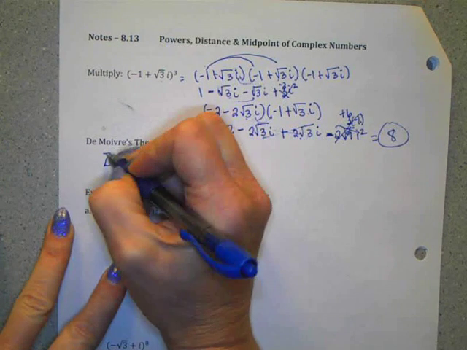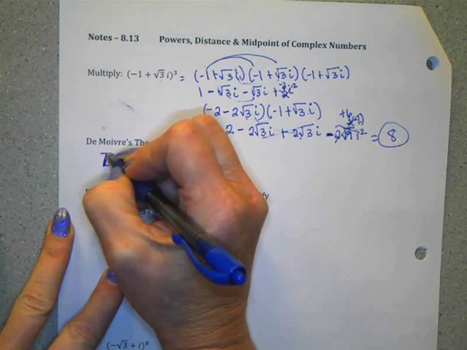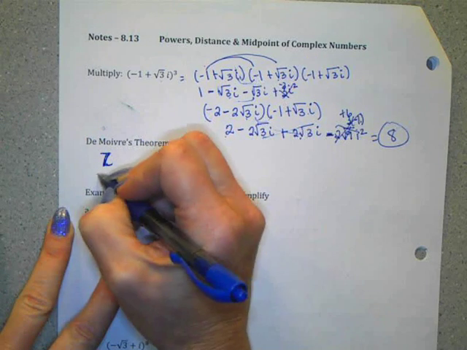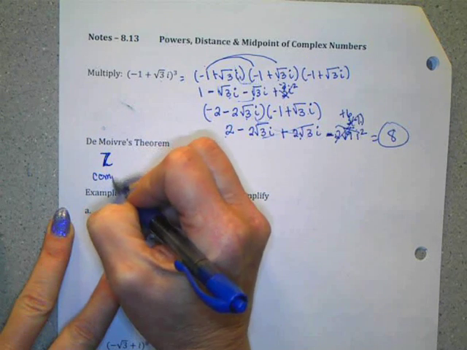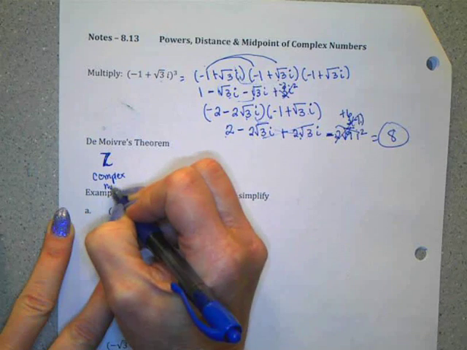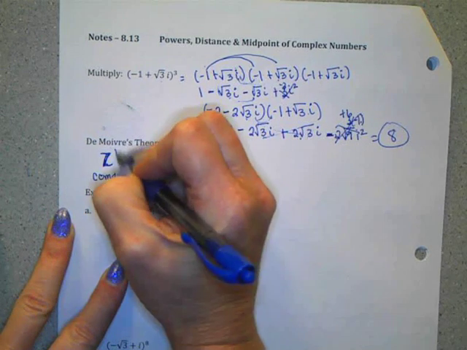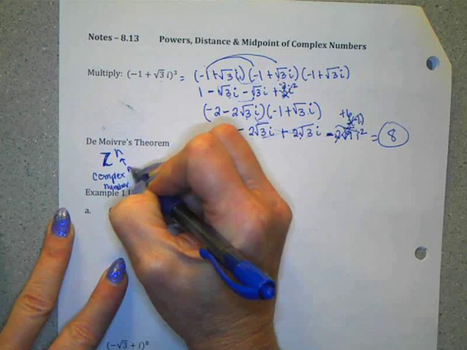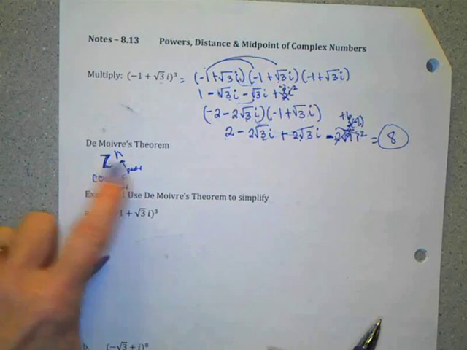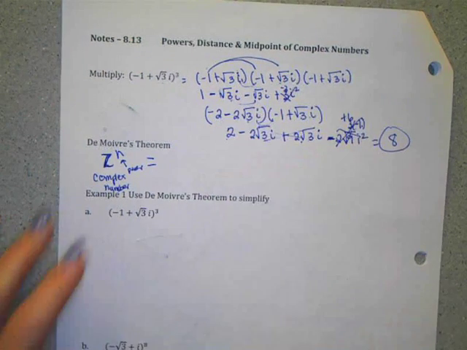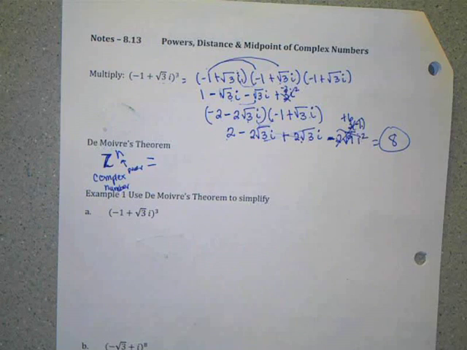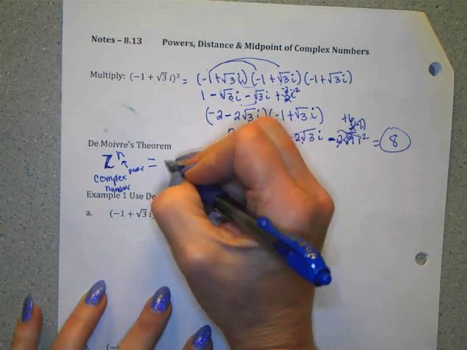He says that if I have any complex number, so remember the complex number system is Z, so this represents any complex number raised to a power. So this represents the power. So I have a complex number raised to a power. It will be equal to, and this is what he found, which to me is just truly remarkable.